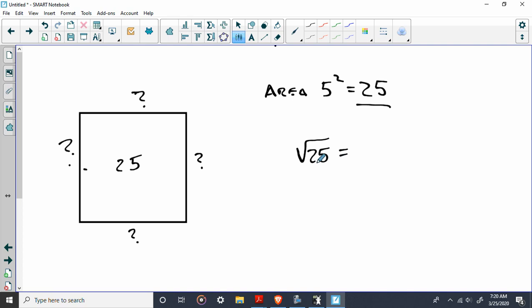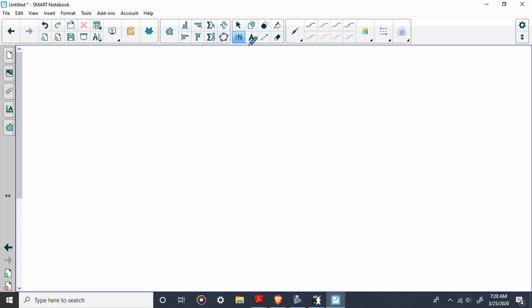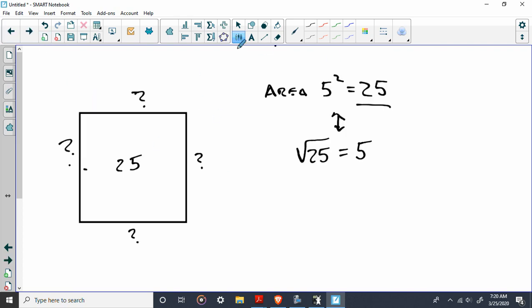If we said, what's the square root of 25? It would tell us, what number times itself makes 25? You should be saying positive and negative 5, but since it's a geometry problem, we'll just say it's 5. That tells you that 5 times 5 makes 25. So these are what we call inverse operations. These do and undo each other. When we say squares and square roots, that's what we're talking about, okay?